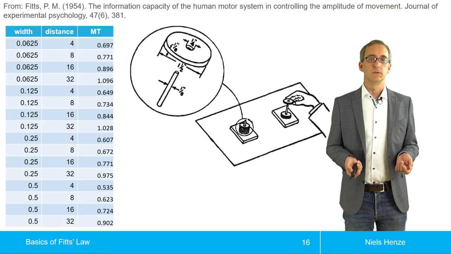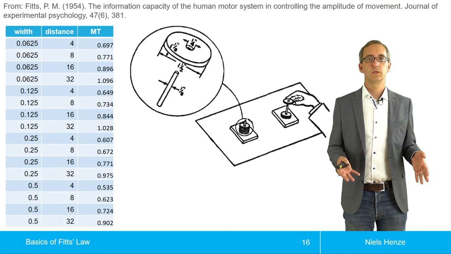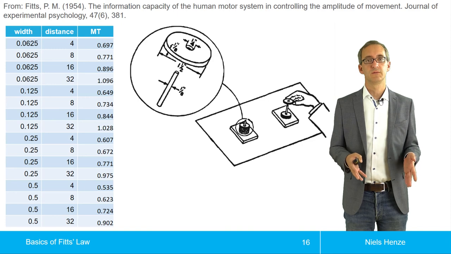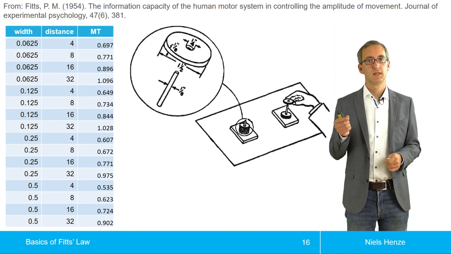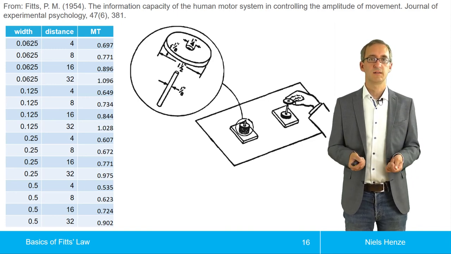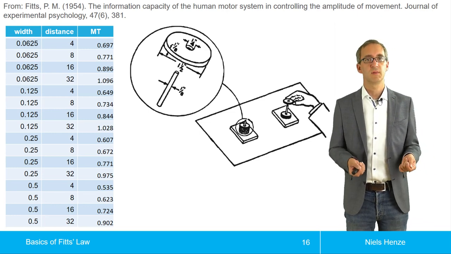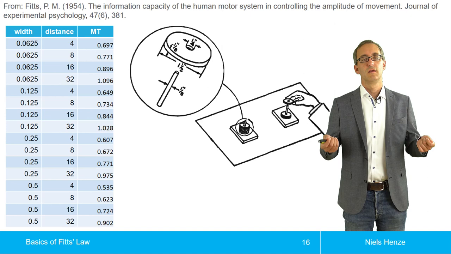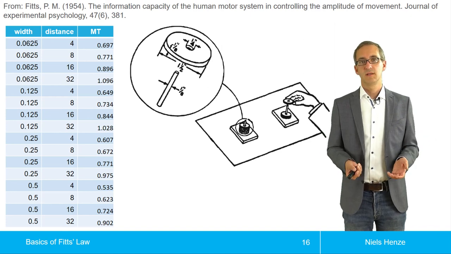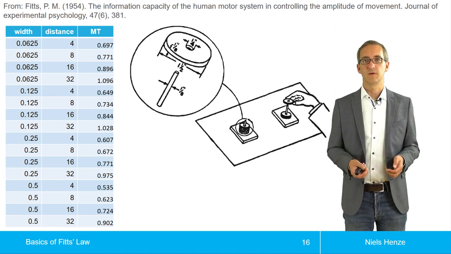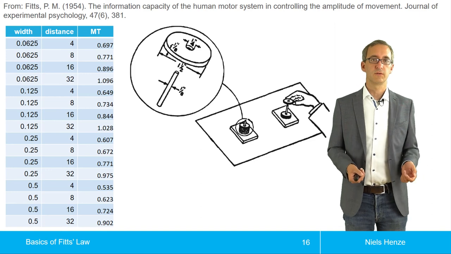Okay, so this is how we could do that for one specific input device. So we looked at now the pan hitting metal plates. But well, in HCI, we rarely hit metal plates with pans. But what we do is we use other types of input devices. And luckily, Paul Fitts also looked at other devices.